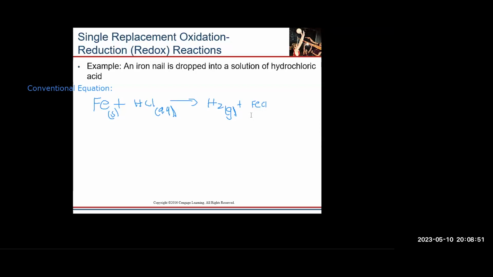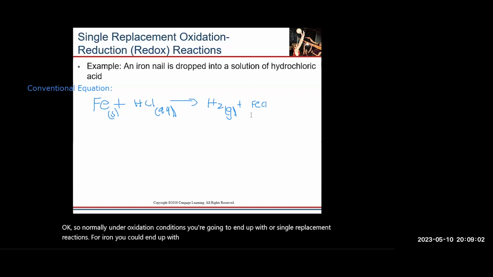Okay, so normally under oxidation conditions, you're gonna end up with single replacement reactions. For iron, you can end up with Fe2+, or you can end up with Fe3+. So let's go ahead and do it in the case of Fe3+. They will usually say what kind of Fe it is, right? Yeah, usually I would give you what it is to start with, because you do have the possibility of both. It really just depends on how it's done. So I would give you that hint.